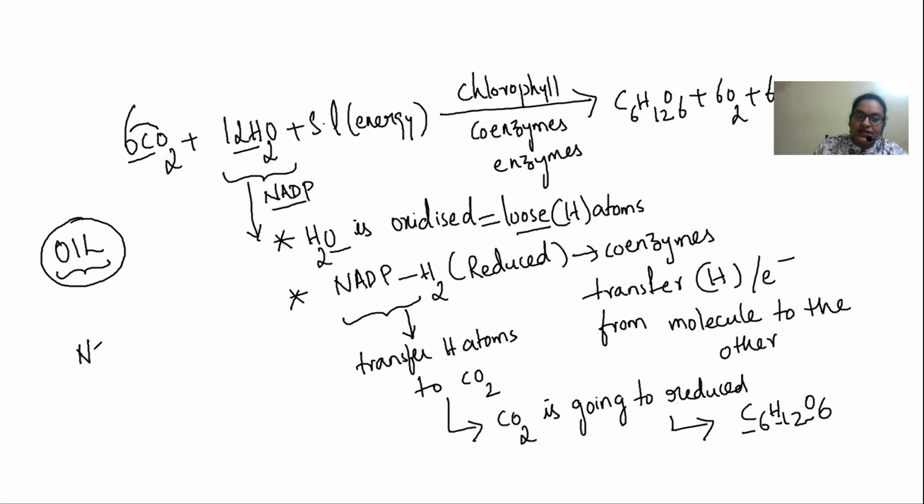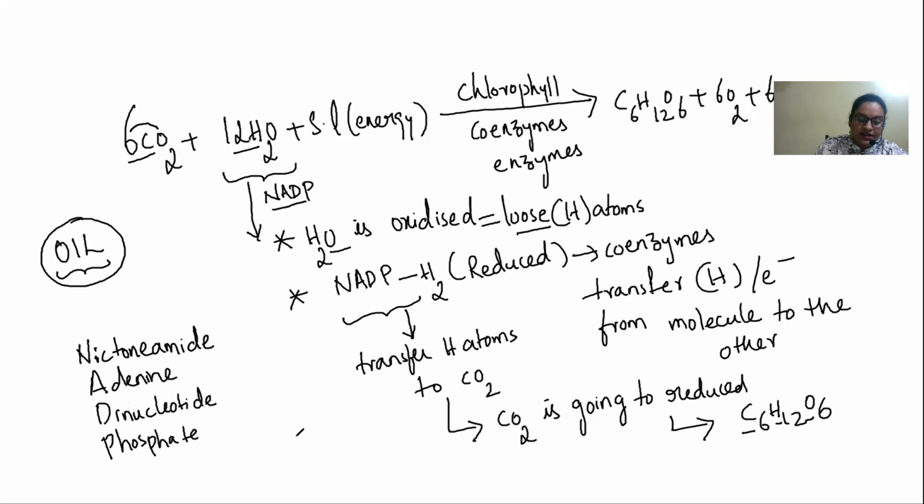And the full form of NADP is nicotinamide adenine dinucleotide phosphate. This is the abbreviation for NADP, a coenzyme which is transferring the hydrogens from water to the carbon dioxide. And now we can see the formation of this organic molecule. It is a carbon compound, which we can regard as an organic molecule synthesized during the photosynthesis process.